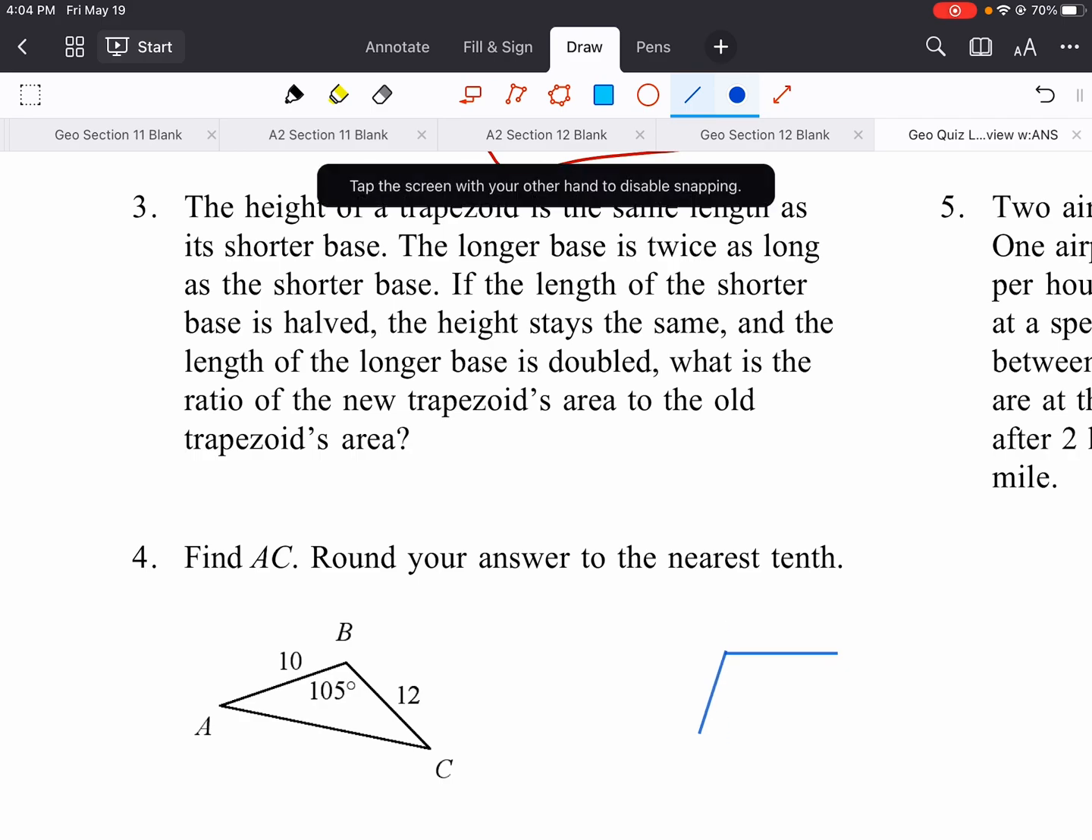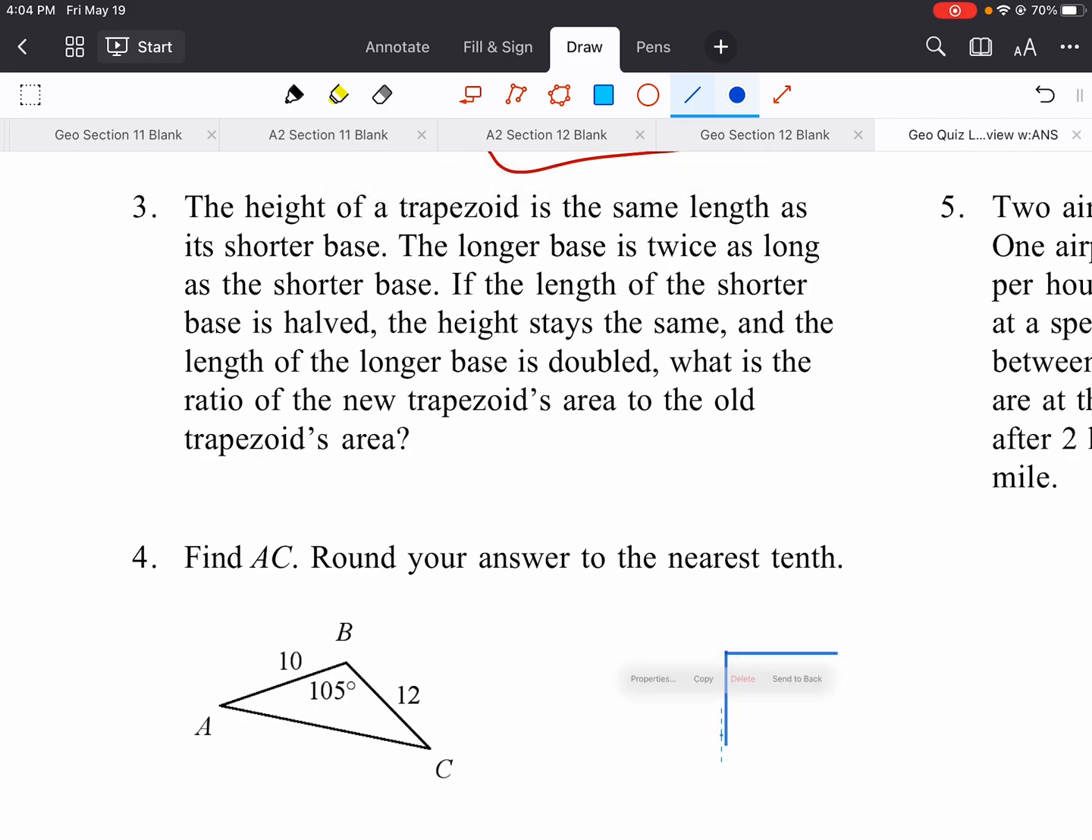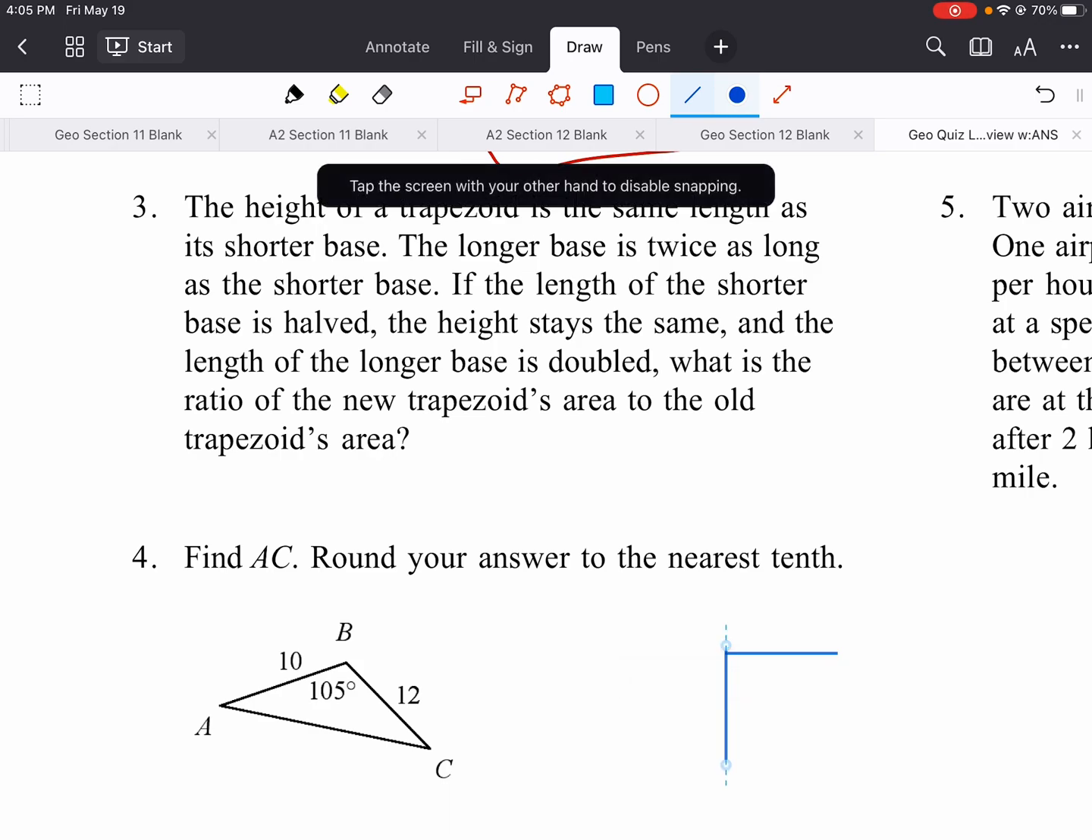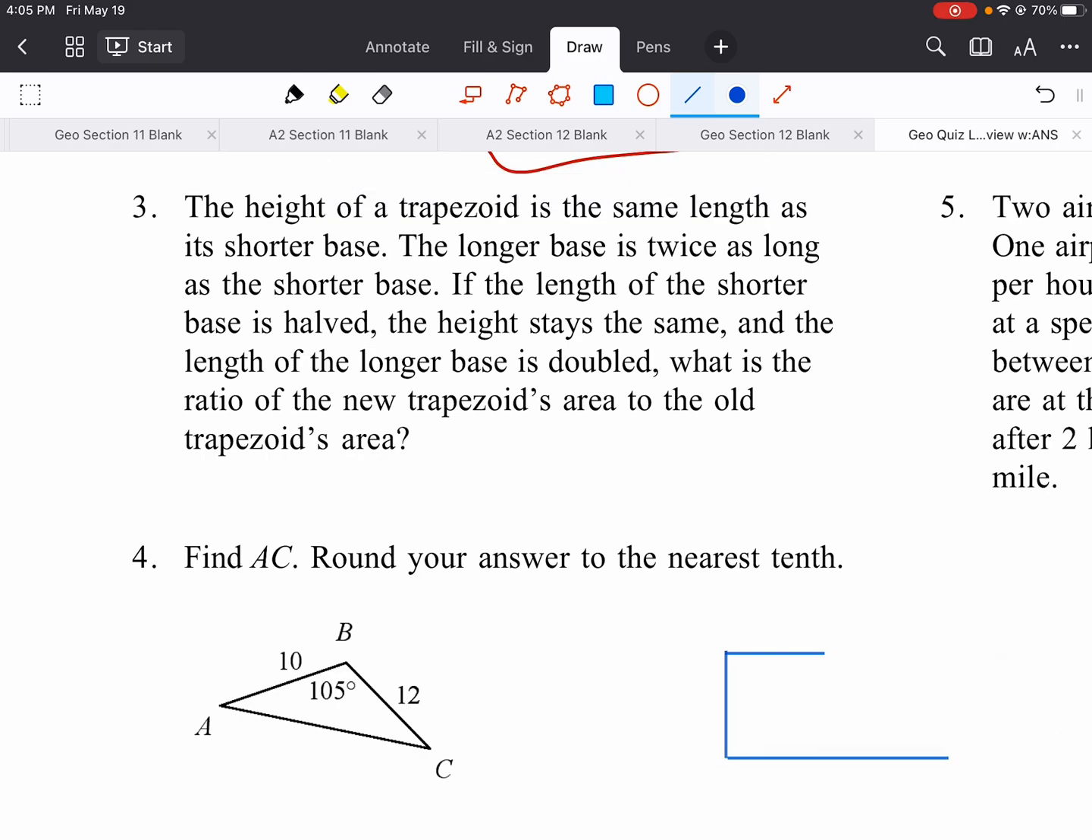Okay, so I'm going to draw the height of it. I'm just going to make it like this way. That would work. And it is the same length as its shorter base. Okay, so it's kind of like this maybe, to make it a little shorter. And then we'll say we're going out here. The longer base is twice as long as the short base. Oh, well, that's easy, right? It didn't say it had to be isosceles, right?